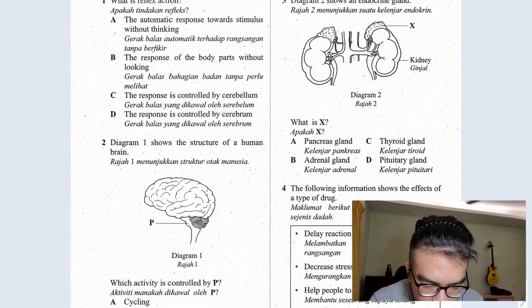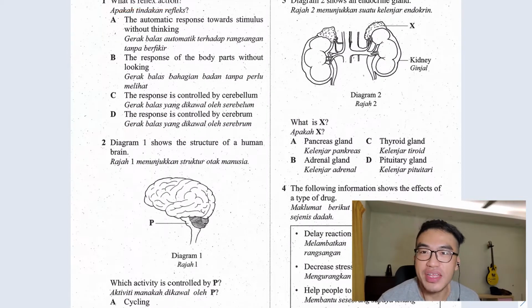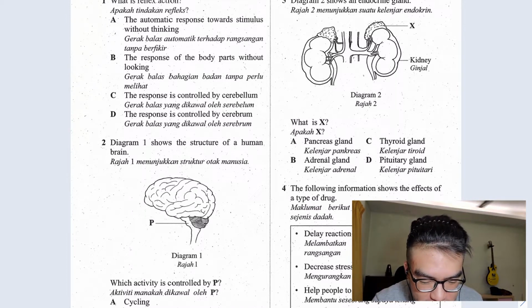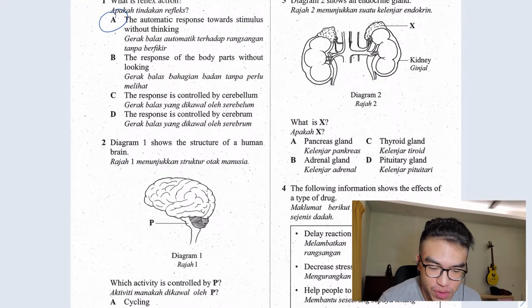Question 1. What is reflex action? Alright, this is a very typical question. We will start with chapter 2. So reflex action is the automatic response you give when you face danger. So obviously the answer would be A. It is the response towards stimuli without you thinking. This is to save you from danger.